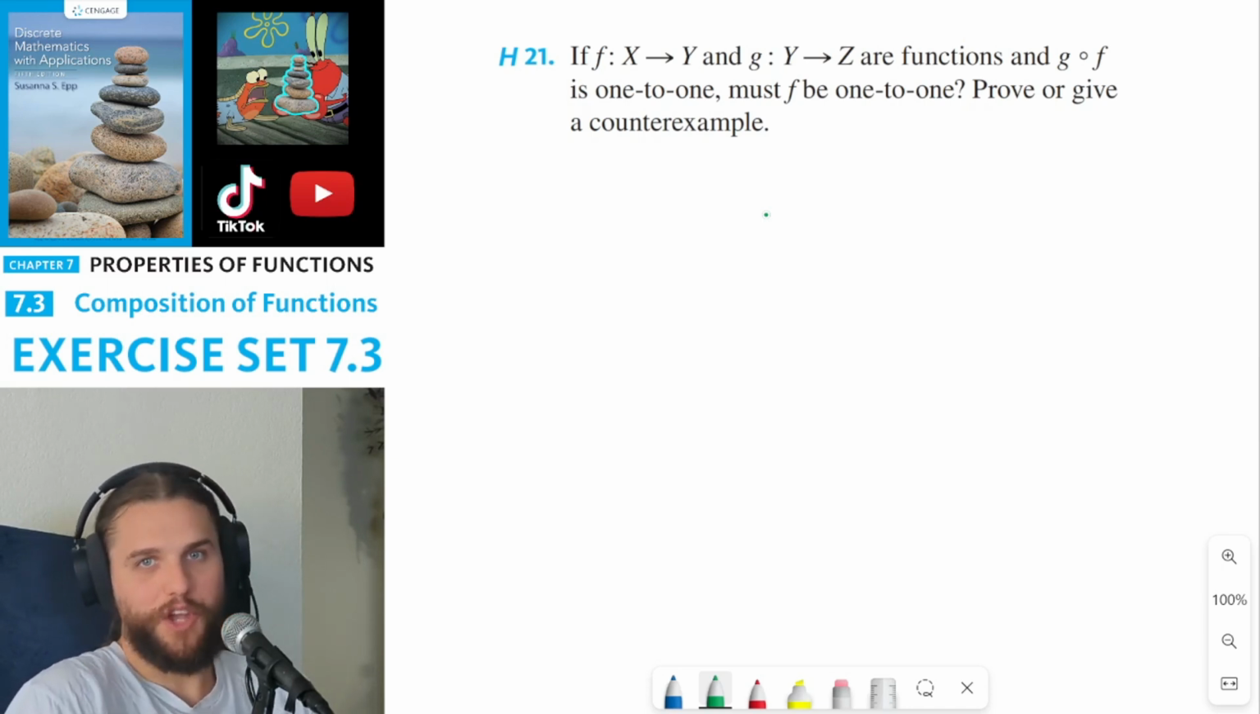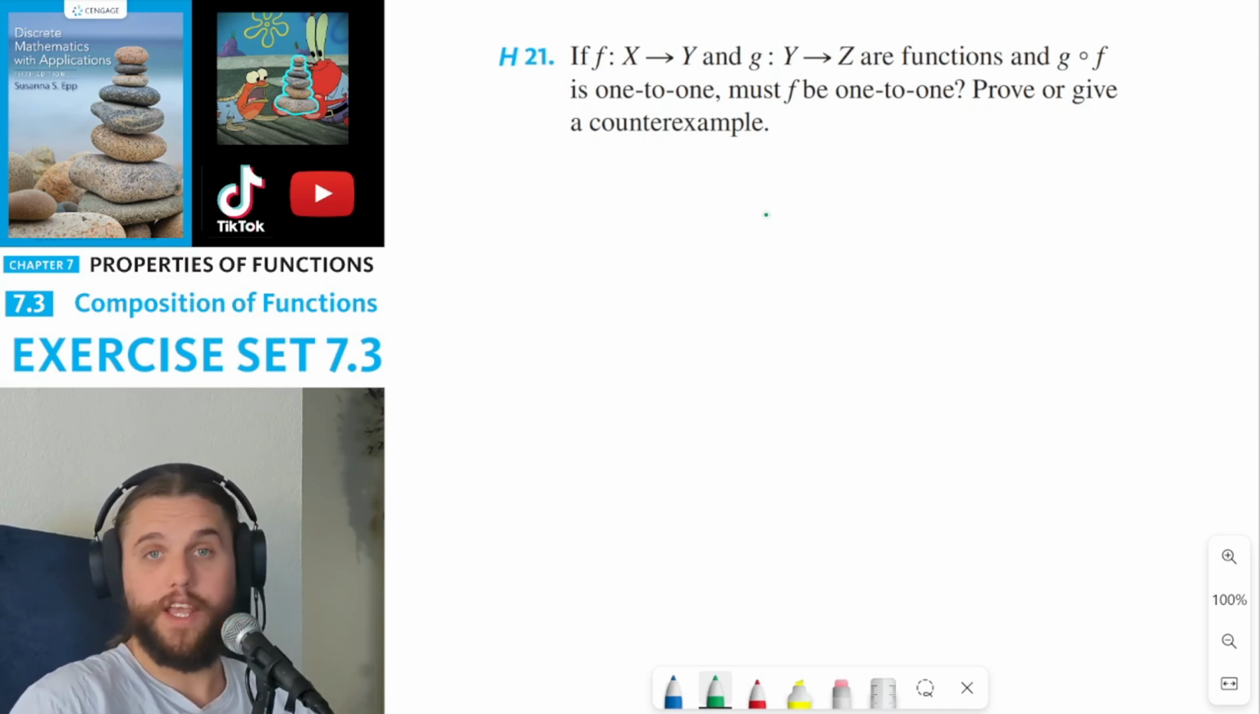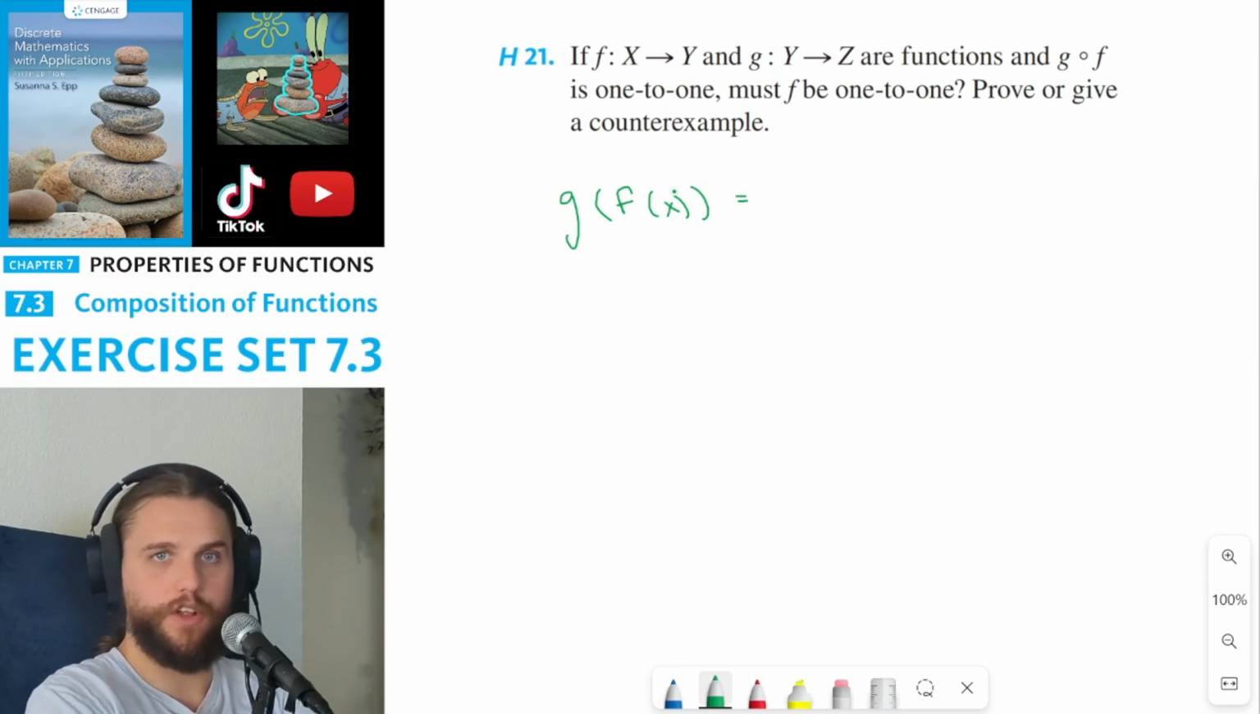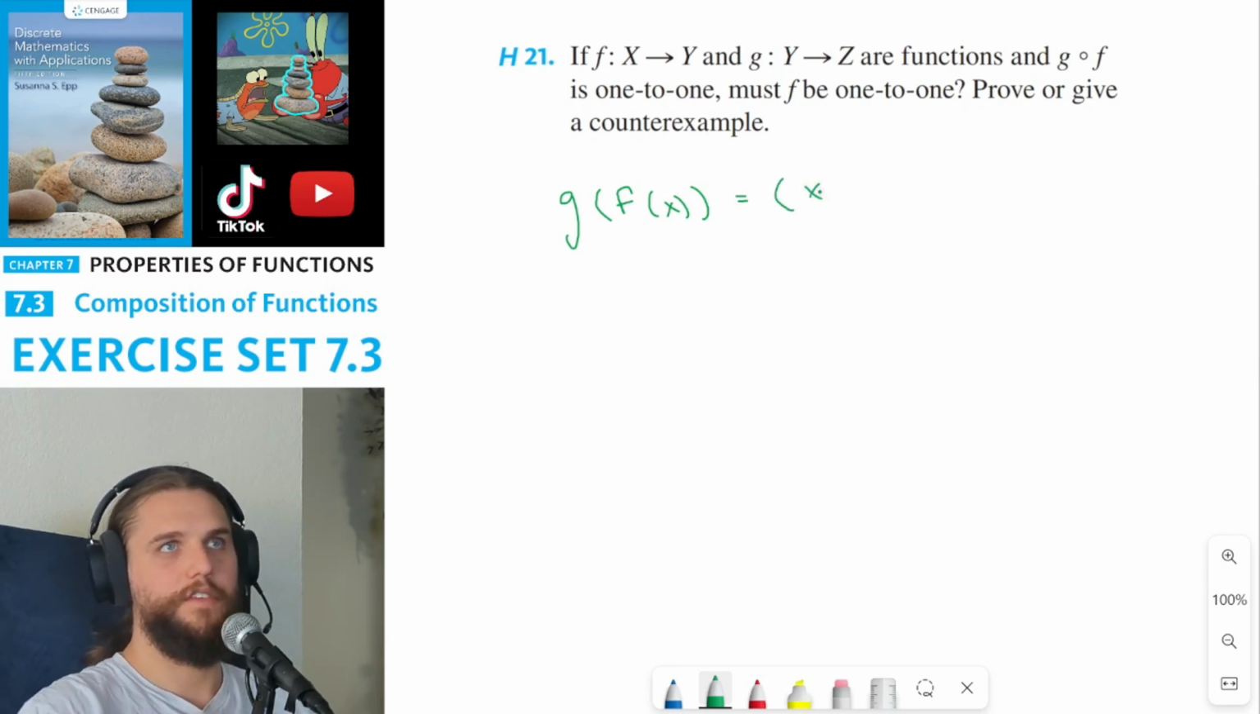statements unless you go through a couple examples. I'll show you one example. We need to think of an example of functions f and g such that g of f is 1 to 1. So I need to think about a function inside of another function that's 1 to 1, that passes the horizontal line test. Now, I could think of a function inside of a function like (x plus 1) cubed.